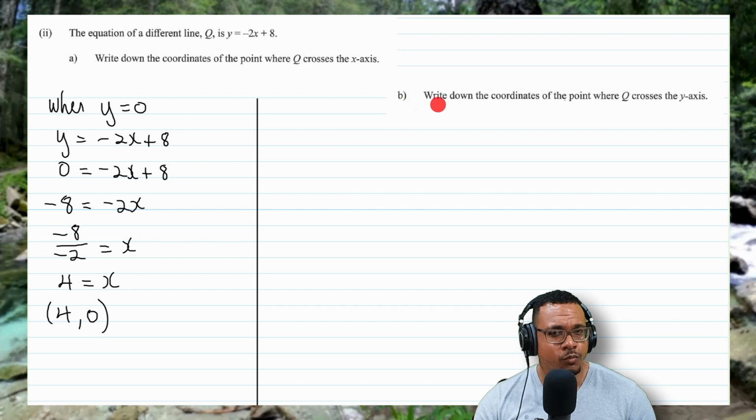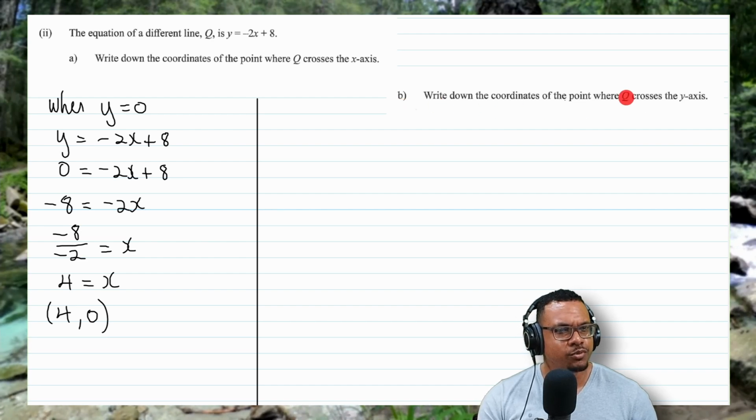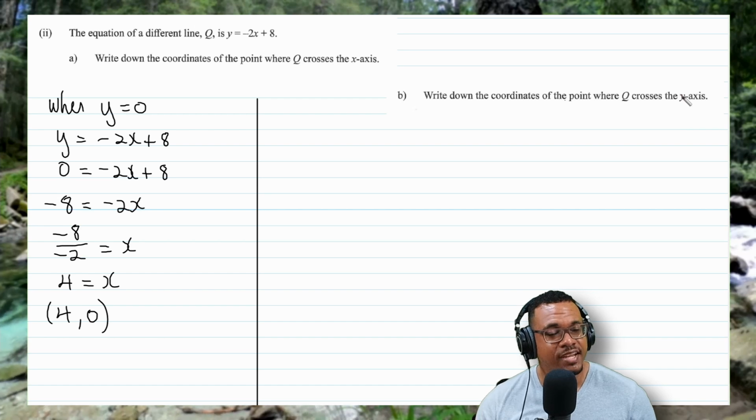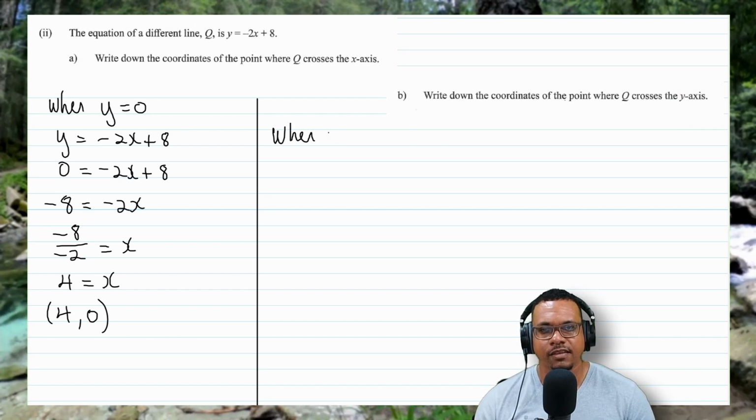Now for part B, they want us to write down the coordinates of the point where Q crosses the y-axis. So that's the y-intercept, and that occurs when x is equal to 0. So when x is equal to 0, I write back the equation of Q, which is y is equal to negative 2x plus 8. We're going to put x is equal to 0.